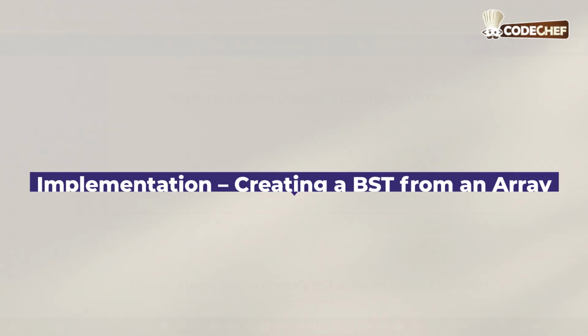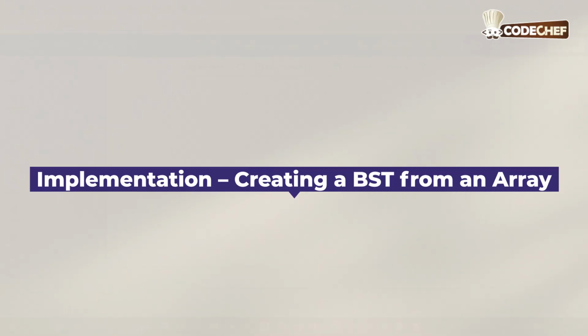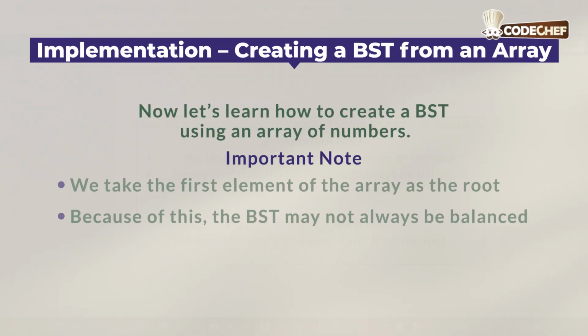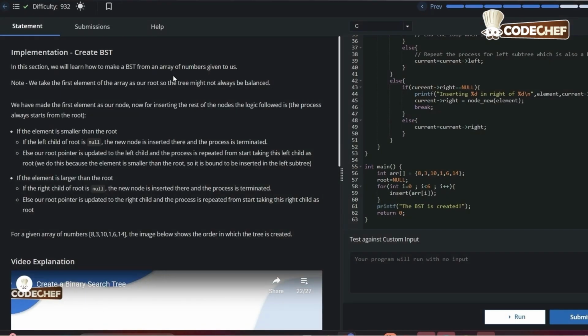Now let's look at implementation, creating a BST from an array. Now let's learn how to create a BST using an array of numbers. We take the first element of the array as the root. Because of this, the BST may not always be balanced. We will learn how to make a BST from an array of numbers given to us.